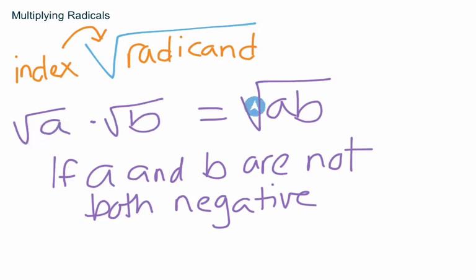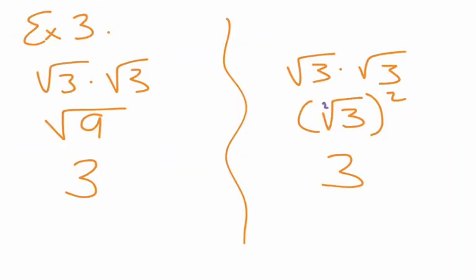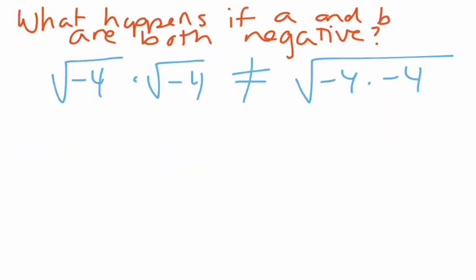Where you have the two radicals multiplied together, and then you just take the radical of the product, and we're putting that little not equal. Okay, so if A and B are both negative, this actually does not hold, and it's not going to be equal. So let's do this out.